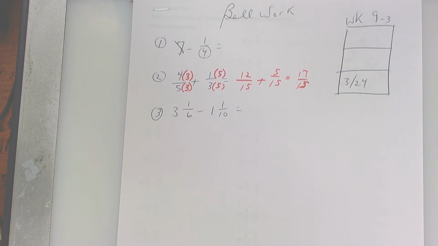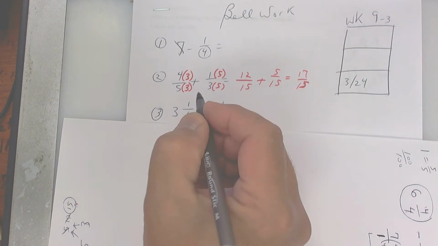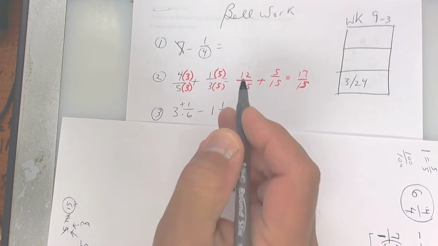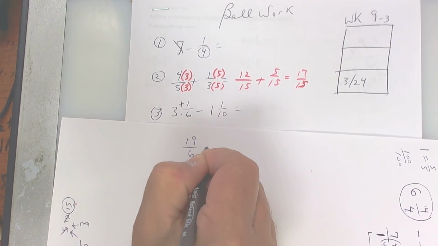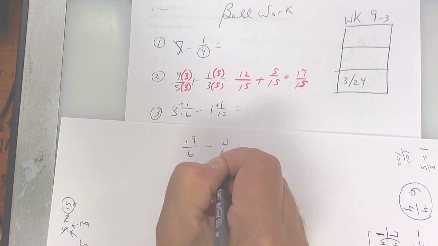The next one here is a mixed number. And there's a lot of different ways you can probably do this one, but the way I would do it is I would just change it to an improper fraction. So 3 times 6 is 18 plus 1. So put 19 over 6. 1 times 10 is 10 plus 1 makes 11 over 10.